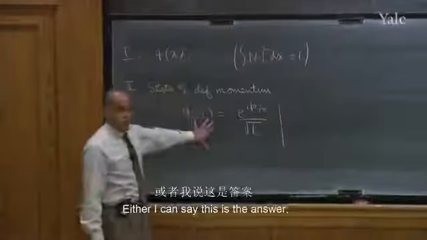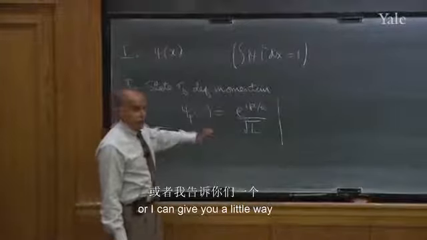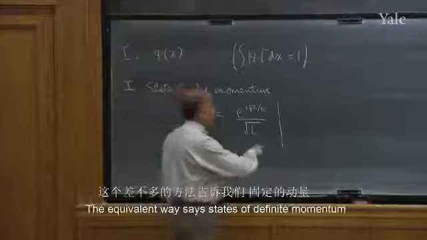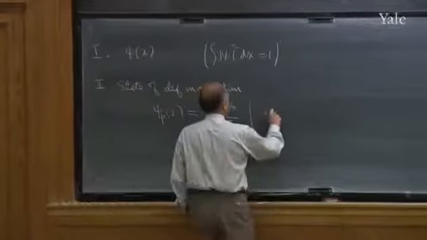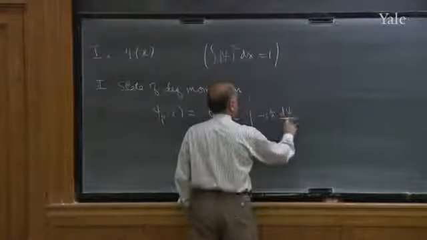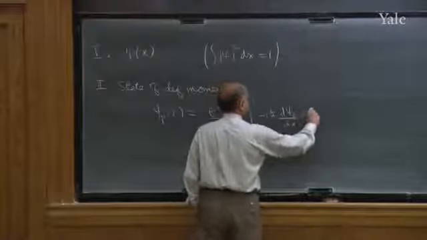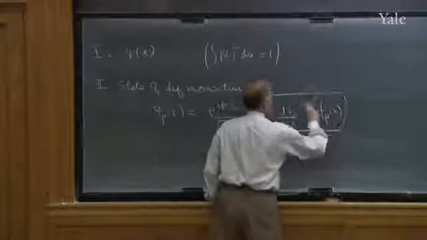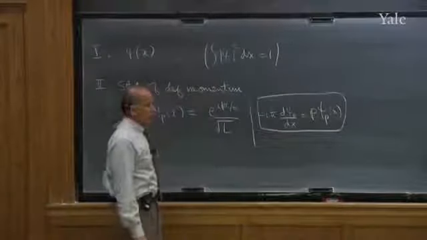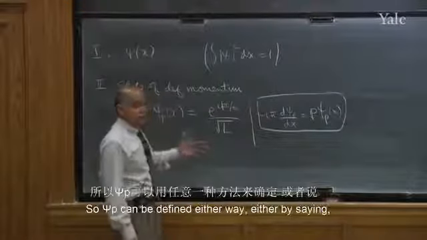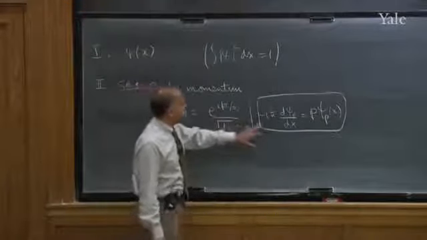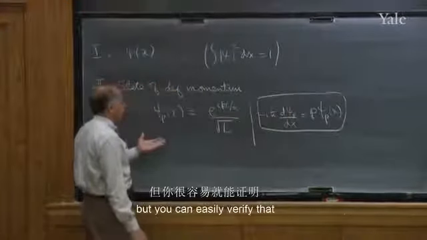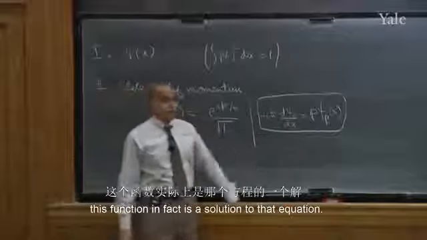That's the second way to define this function. Either I can say this is the answer, or I can give you a little way to find this function in an equivalent way. Equivalent way says states of definite momentum obey the following equation. If you solve this equation, the function you get is in fact psi sub p. So psi sub p can be defined either way, either by saying solve this equation and then the function you get is psi sub p, but you can easily verify that this function in fact is a solution to that equation.